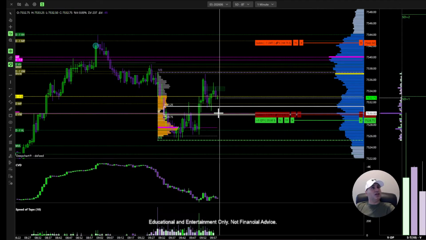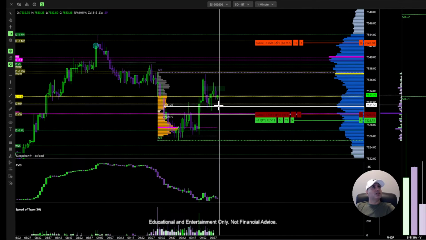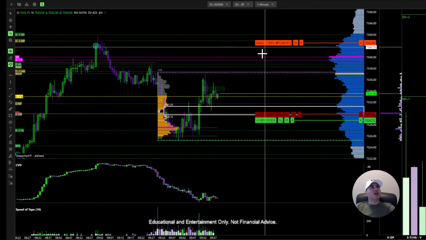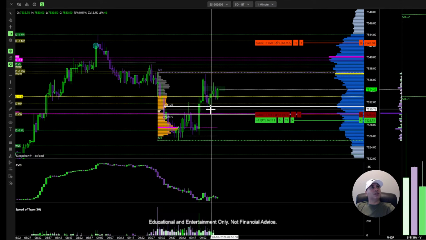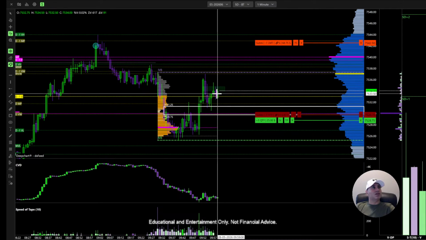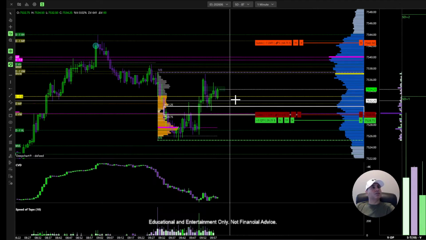So if it holds for this, let me look at the heat map. If it holds for the 3rd time and it doesn't break, we might see more move to the upside. Because the 2nd time that it came in, it did a lower low. Let's see what it will do the 3rd time going in.